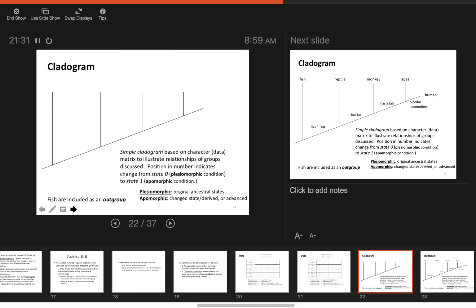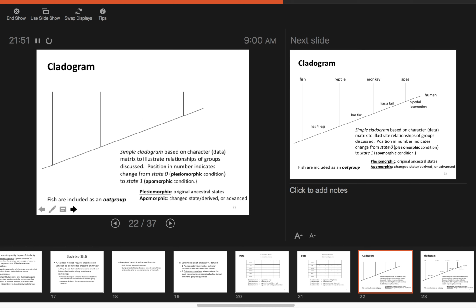Okay, so we just made a cladogram based on derived and shared characteristics. It's stepwise. It's my outgroup. 4 limbs. All of these have 4 limbs. But the reptile doesn't have fur, still has his tail, and doesn't do bipedal locomotion. So this table tells you some information about what these organisms are like.